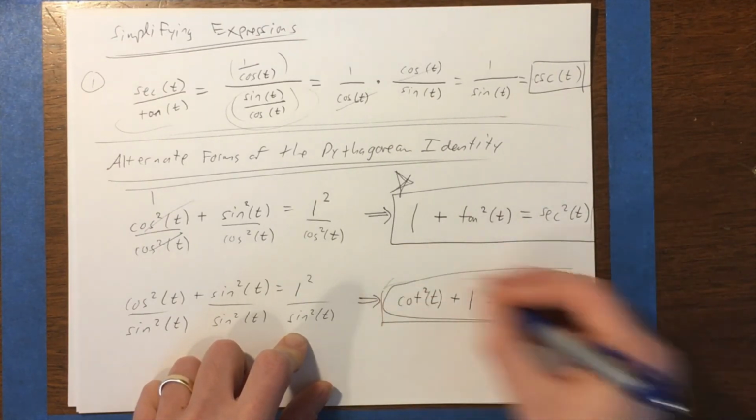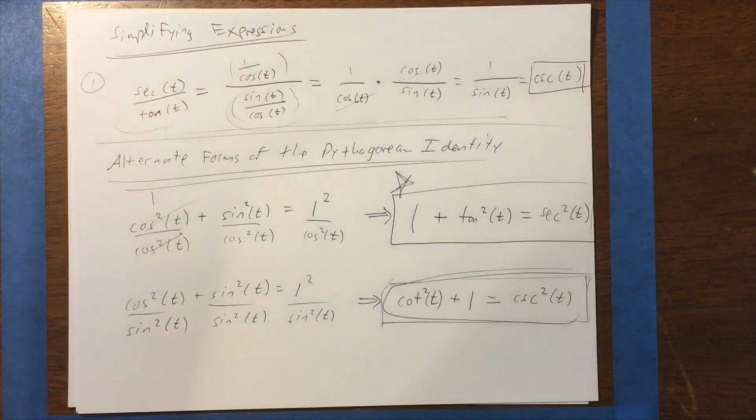So there we go. That's our alternative versions that we will use occasionally when we need them.